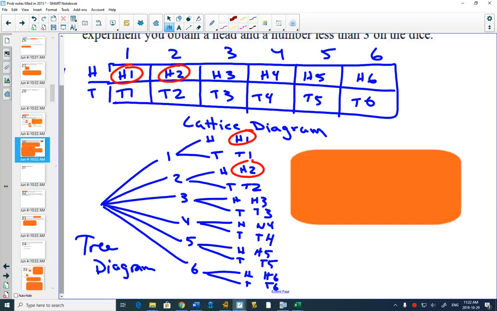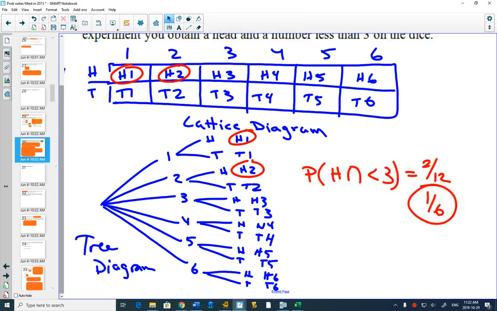Either way, you get 12 in total. And as a result, 2 of them have heads and are less than 3. So the probability becomes 1 out of 6.